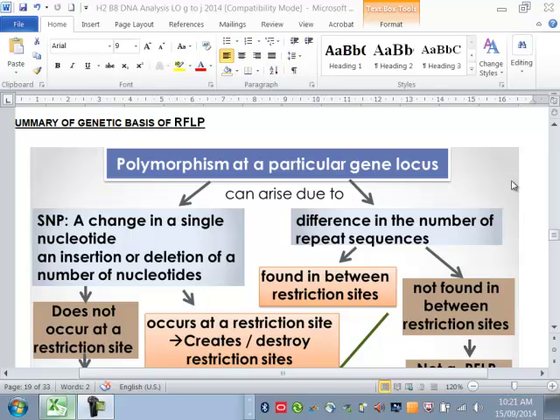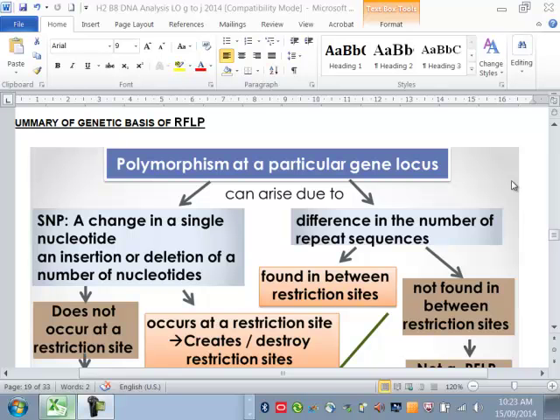This is at page 19 of your lecture notes. Can everyone write down? In exam questions, many students mistakenly write about RFLP as if it is a technique. So I want you to write at this concept map at page 19: RFLP is not a technique. It is a concept that is used to distinguish different sequences of nucleotides.